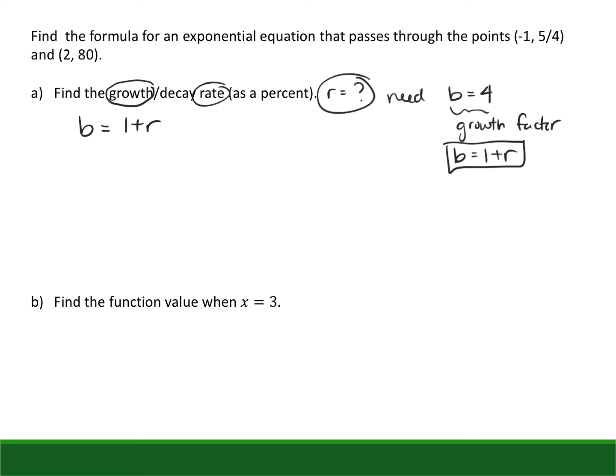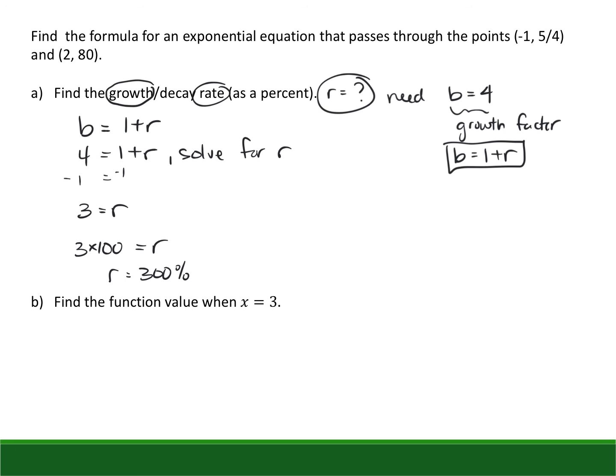Okay, so all you have to do here is substitute. We know that b is 4, and now you have an equation where you can solve for r. So if we subtract 1 from both sides, that's going to give us r. So 3 is equal to r, and then we want it as a percent. So now we take 3 and we multiply it by 100, and that gives us r as a percent. So r is 300%. So this tells us that our function is increasing by 300%.